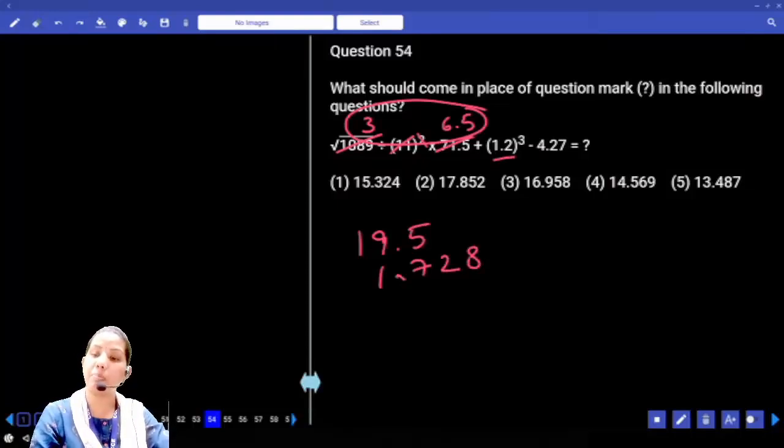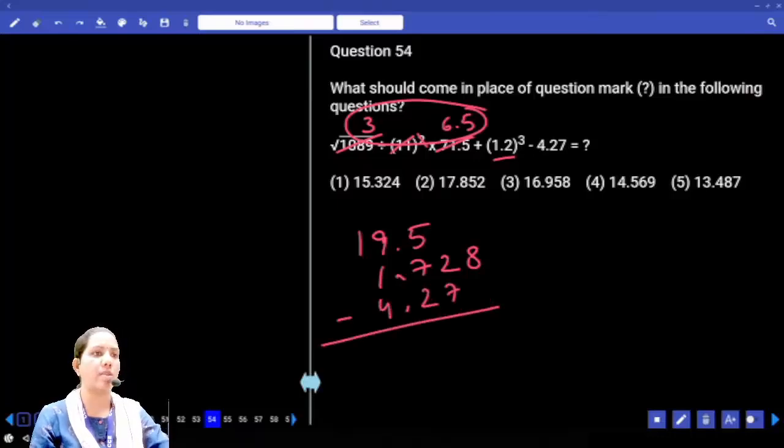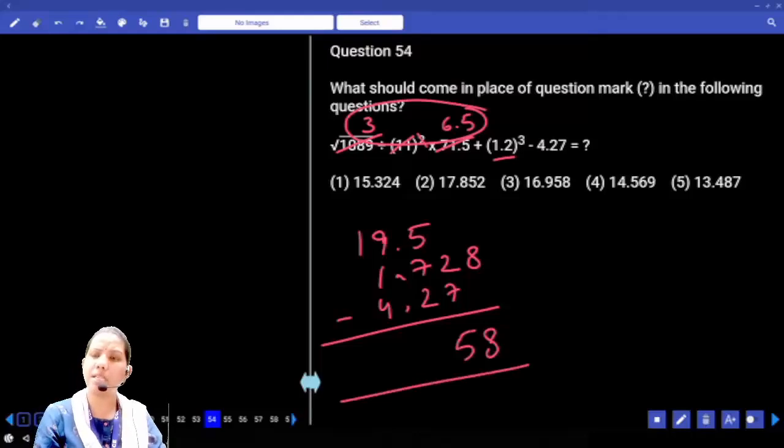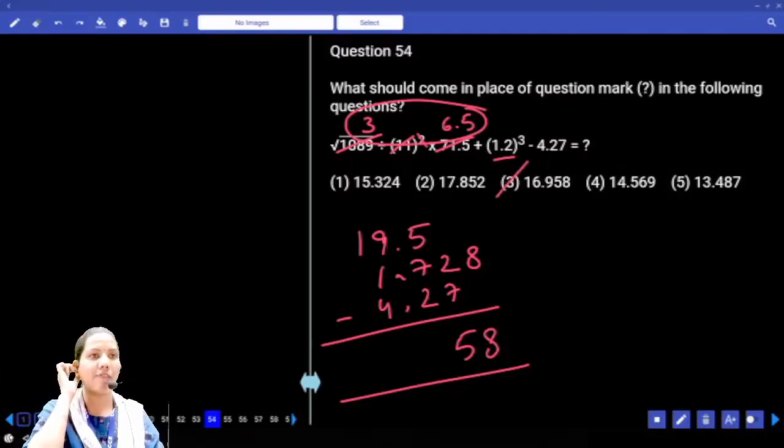1.728. Next. Minus 4.27. Only after decimal calculation, it is 8. And 12 minus 7 is equal to 5. So answer must end with point something 5, 8 only, third option. 16.958 is the answer.